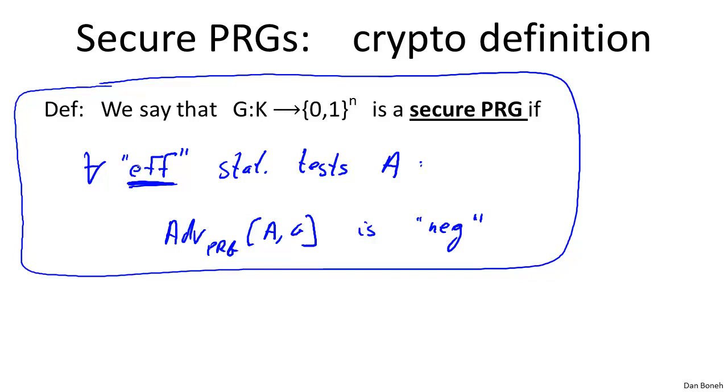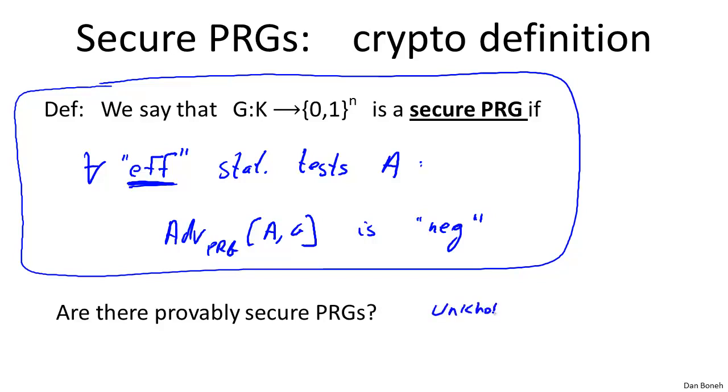Now that we have a definition, the next question is, can we actually construct a generator and then prove that it is a secure PRG? In other words, prove that no efficient statistical test can distinguish its output from random. And it turns out that the answer is we actually can't.